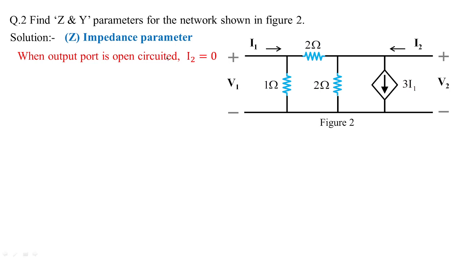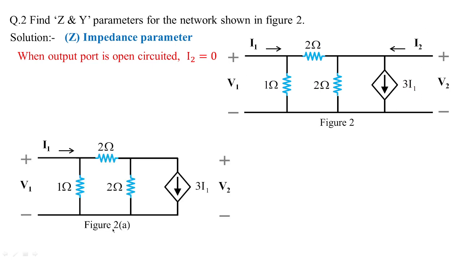So for impedance parameters, the normal approach is that we are going to take the output port and open circuit it. So when you open circuit it, I2 will be equal to 0. So this is how figure 2 changes to figure 2a. Now I2 is 0, but V2 is a measurement across 2 ohms, that you need to remember. And it is also connected in parallel with 3i1. So whatever the voltage across 2 ohms, the same voltage is applicable to 3i1. Now I1 is flowing into the circuit.